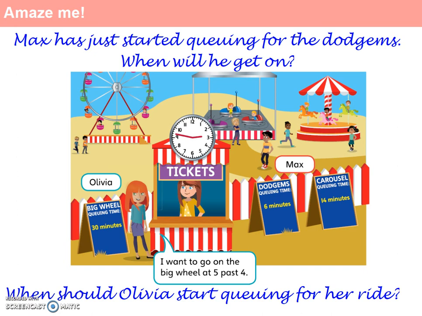So question 1A, Max has just started queuing for the dodgems. When will he get on? Question 1B, when should Olivia start queuing for her ride? Pause the video, try and solve those two calculations for me, and then come and join me when you're ready so we can have a look at the strategy you're using.